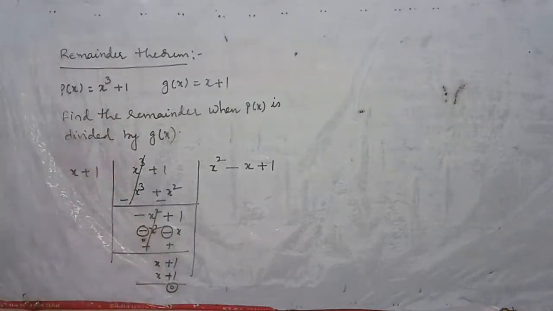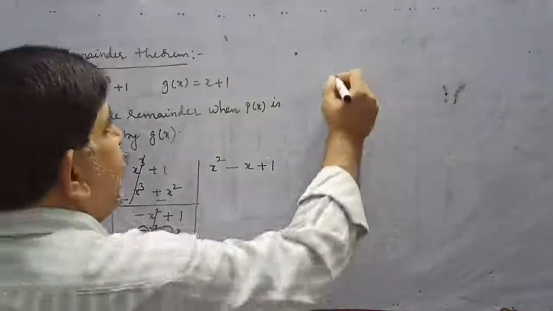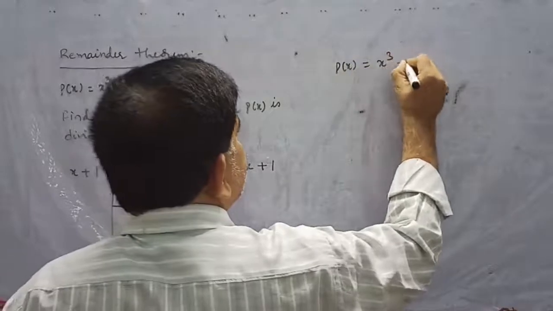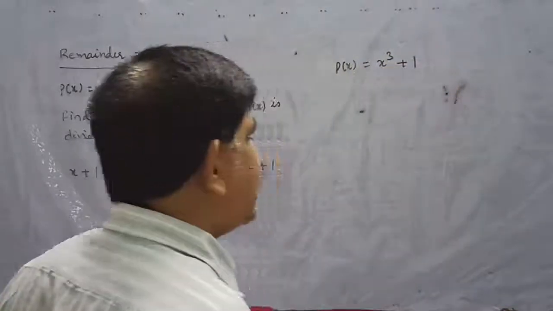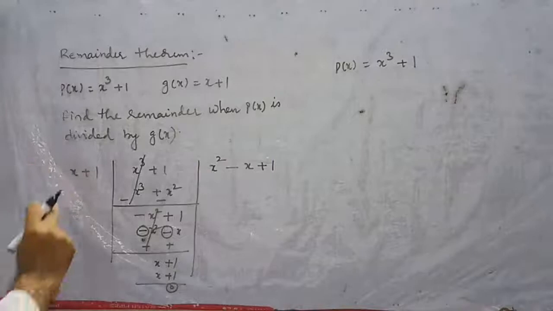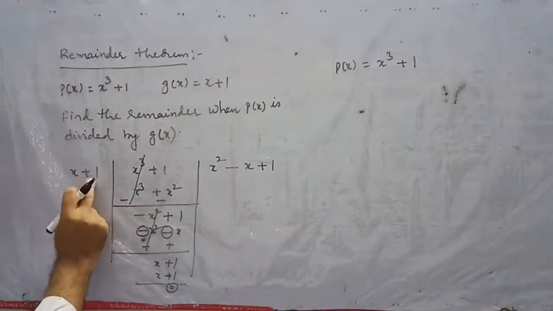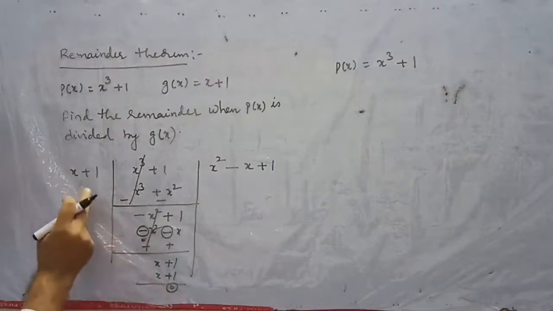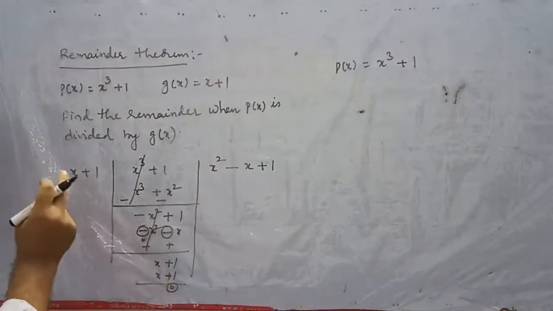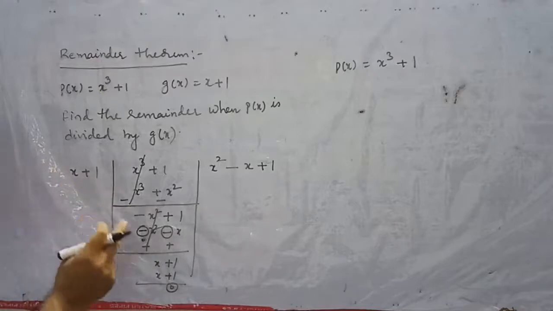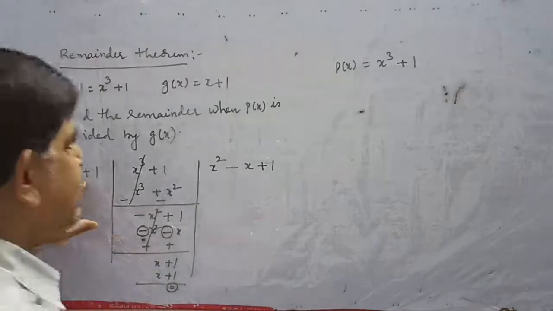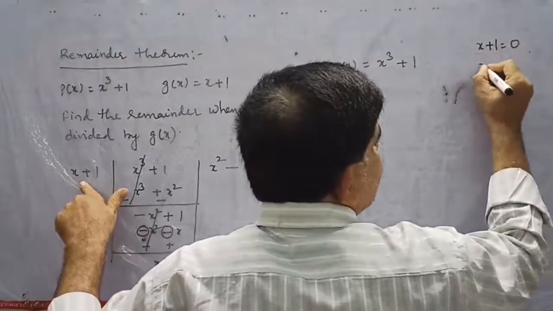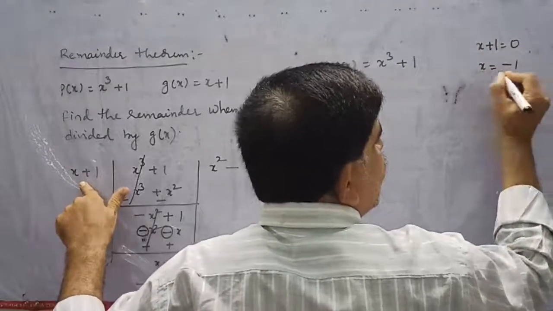Okay. Now I am writing this one as, let us suppose p of x is equal to x cube plus 1. Here it is divided by x plus 1. So when it is divided by x plus 1, the remainder is 0 and it is exactly divisible. Exactly divisible means the remainder is 0. Okay. So x plus 1, let us suppose this x plus 1 is equal to 0. Then what is x? X is equal to minus 1.